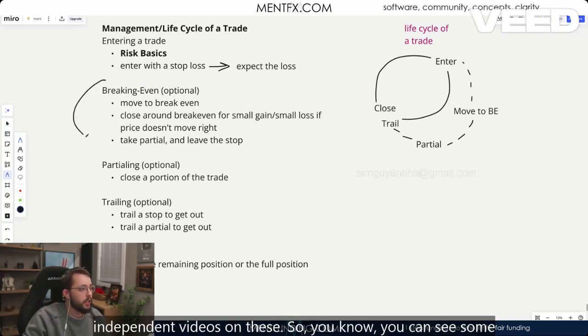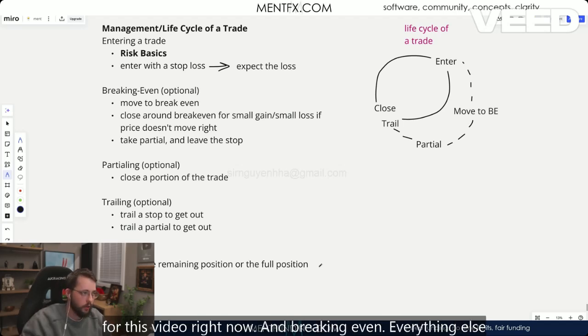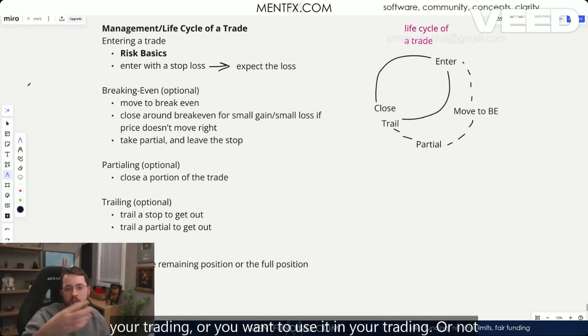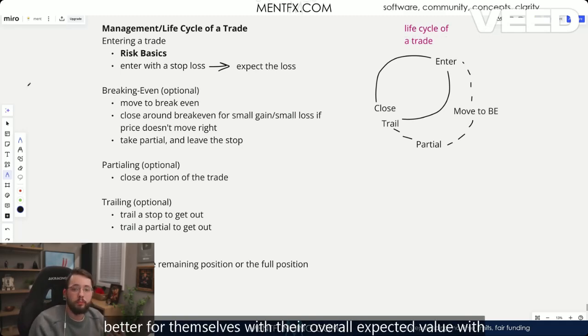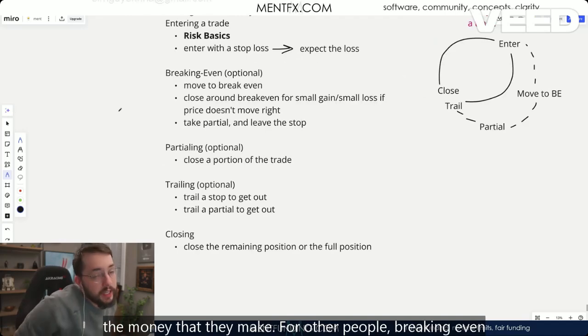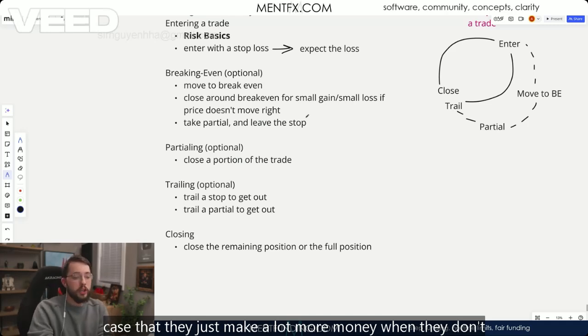And again, we're going to have independent videos on these. So you can see some of my own rules, but I'll do a simple breakdown for this video right now. Breaking even, everything else apart from closing and entering, is completely optional, whether you want to ingrain it in your trading, use it, or not use it, right? In some cases, people that use it can do better for themselves with their overall expected value, with the money that they make. For other people, breaking even actually loses the money because they just tend to make a lot more money when they don't break even, right?